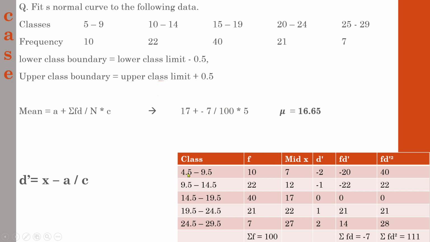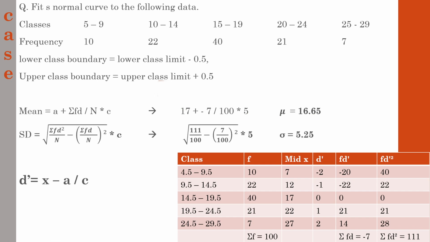What is the difference between these two values? That is known as the class interval. So by solving this, you will get mu equal to 16.65. That is the mean of this particular series. Once you find the mean, you need to find the standard deviation.